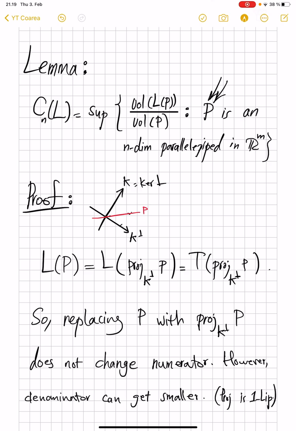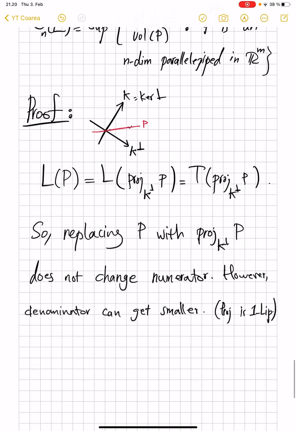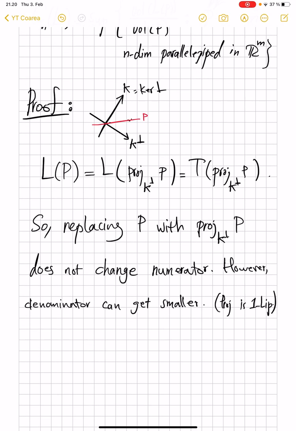Also, this could be the same. It could remain the same if p is completely contained in K complement, which isn't a case ruled out. Then it doesn't decrease. But it never increases. So it can get smaller or remain the same. That's the only possibilities. But it can never increase.